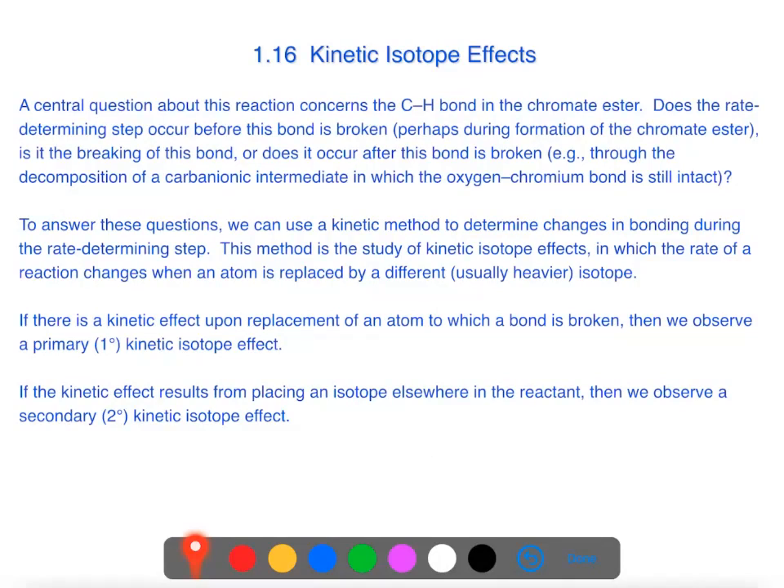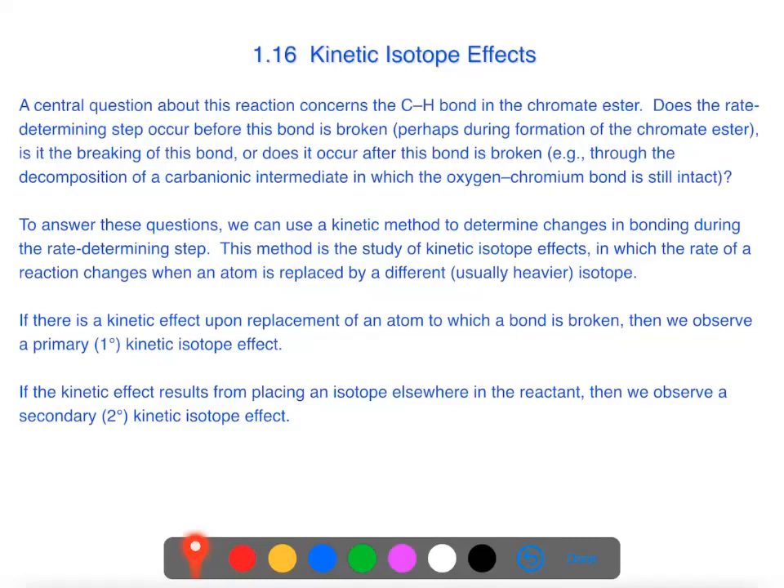To answer these questions, we can use a kinetic method to determine changes in bonding during the rate-determining step. This method is the study of kinetic isotope effects, in which the rate of a reaction changes when an atom is replaced by a different, usually heavier, isotope.